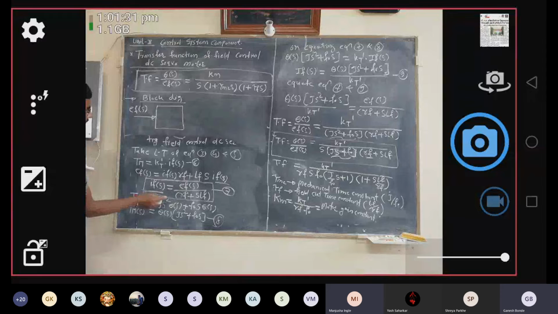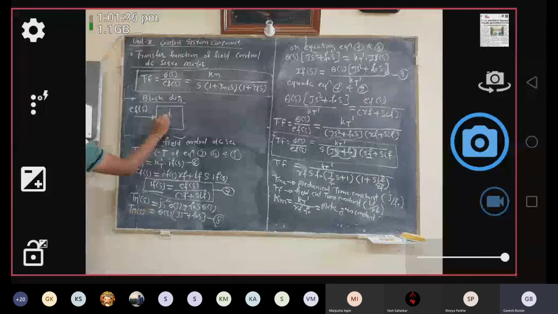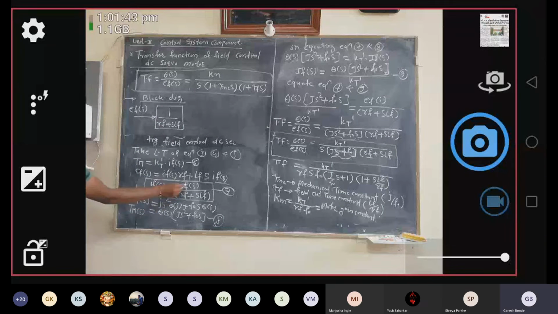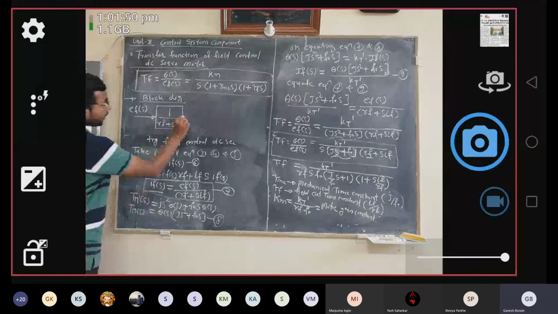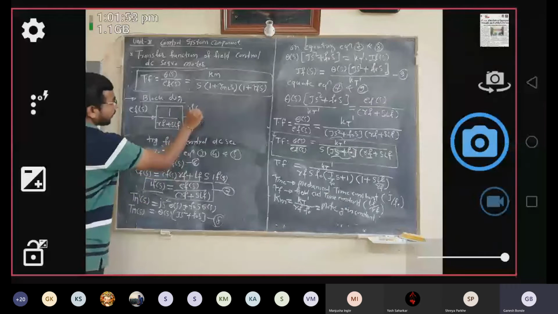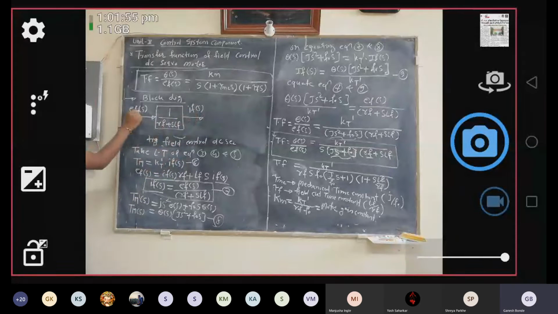So tell me the transfer function. It would be 1 upon RF plus S times LF, because EF upon RF plus S times LF is nothing but IF of S. So here is your IF of S. IF of S is nothing but EF of S upon RF plus S times LF. Is it correct? So we got the relationship between EF and IF.